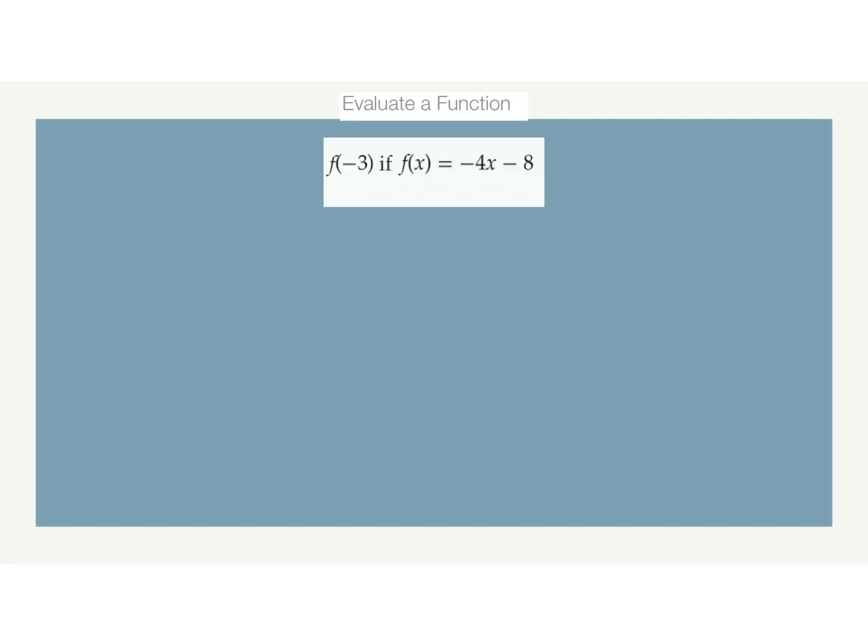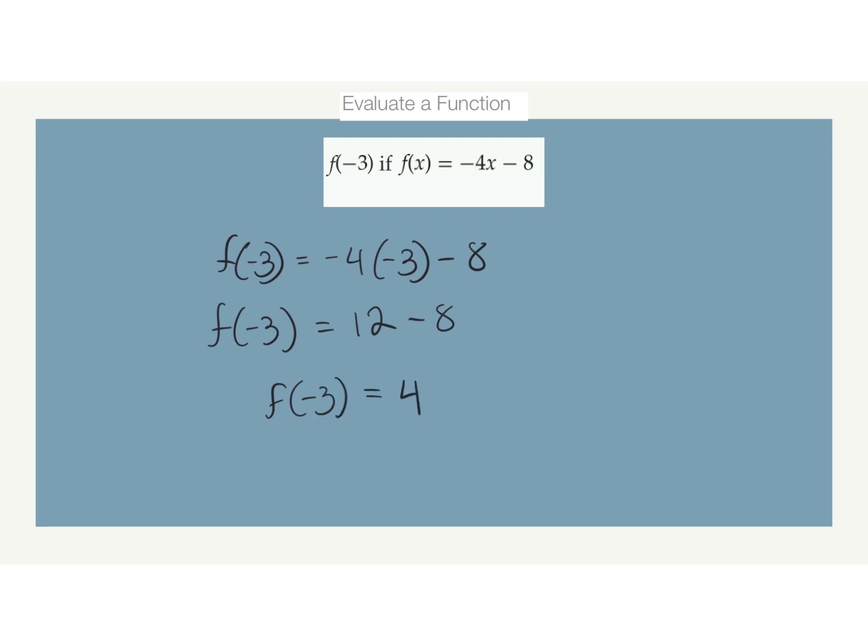So here they want us to evaluate the function f of negative 3. They give us the function f of x equals negative 4x minus 8. So it's going to be f of negative 3. Again, just changing the x, negative 4 times negative 3 minus 8. So f of negative 3, negative 4 times negative 3 is 12 minus 8. We're going to get f of negative 3 is 4. So your ordered pair would be negative 3, 4. Your domain again, and then your range.